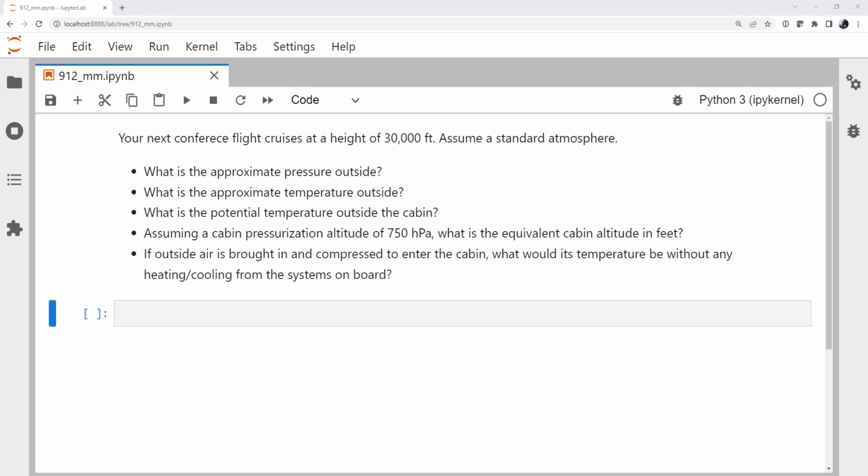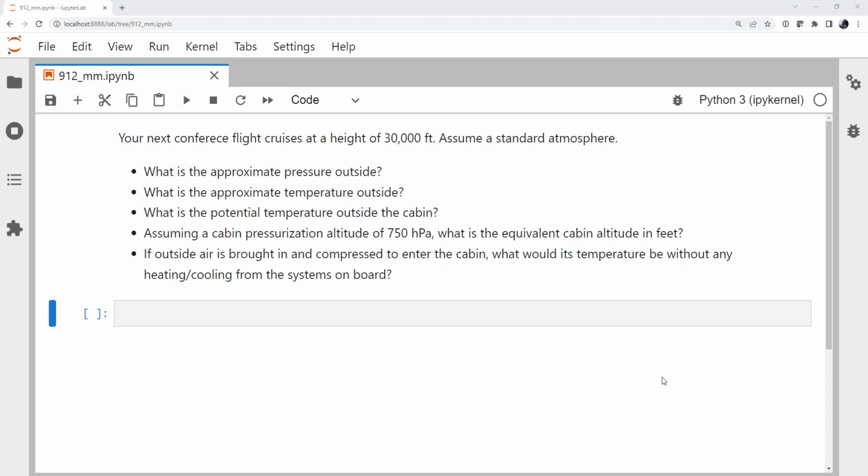So this week we're going to look at a few simple problems that help us understand potential temperature better. So what is potential temperature? Well, potential temperature is the temperature that a parcel would have if it is dry adiabatically brought from one pressure level to another. Commonly we use 1,000 hectopascals as the reference pressure, but it doesn't have to be. We often denote potential temperature with a theta.